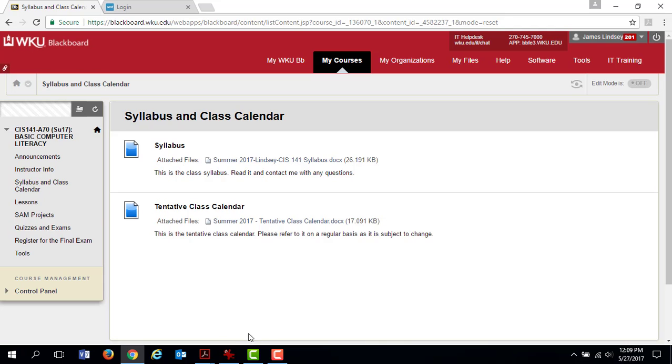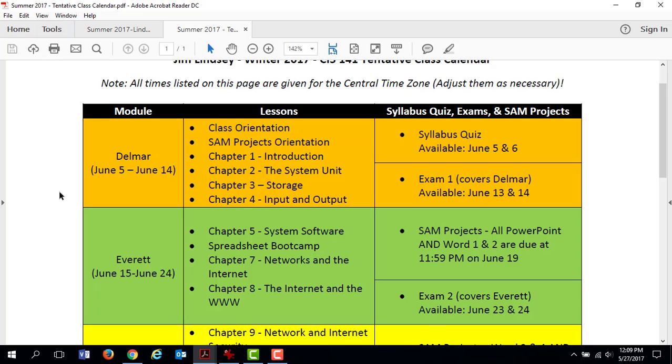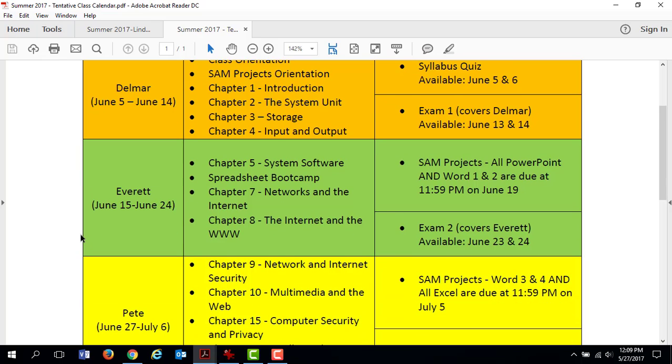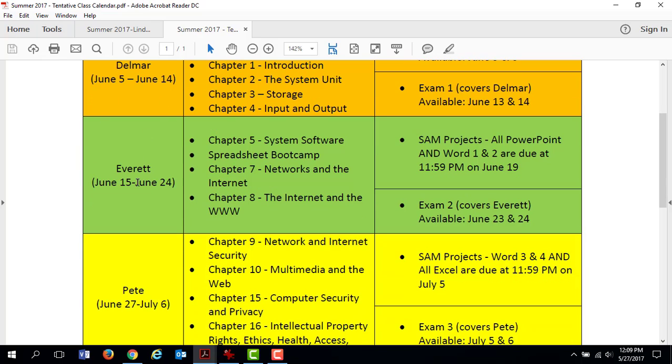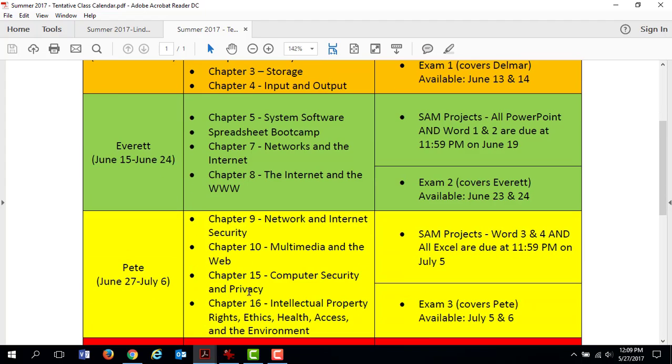And as you can see, as you look at this document, we have 3 modules. We basically have 3 chunks, and each of those chunks covers a certain period of time. They're about an equal amount of time, day-wise. They're equal amounts of days. And there are certain things we're going to cover within each one of those different modules.